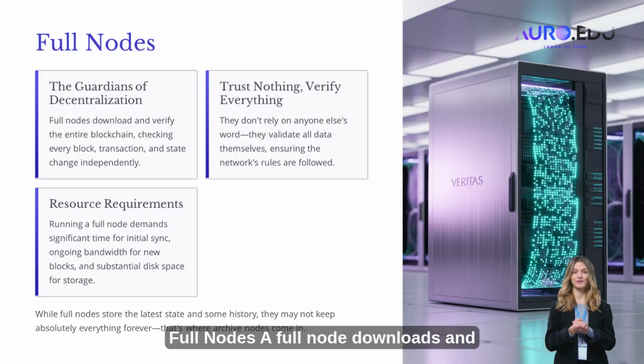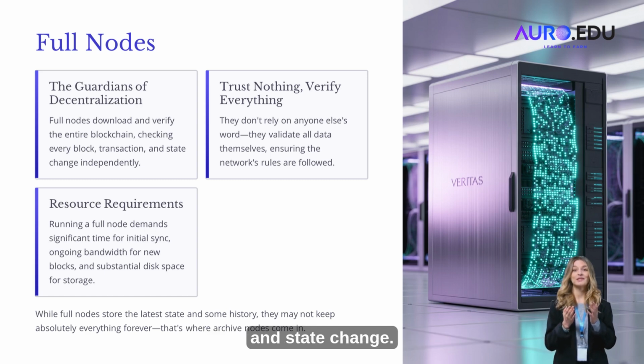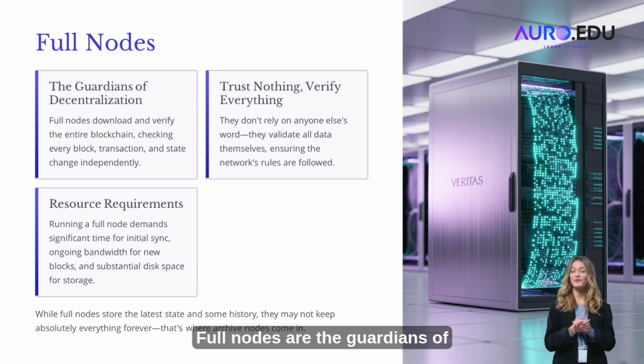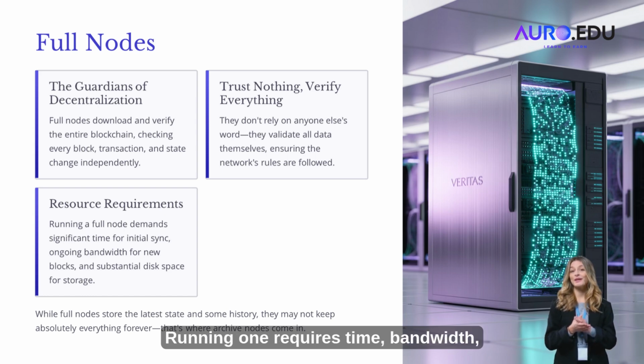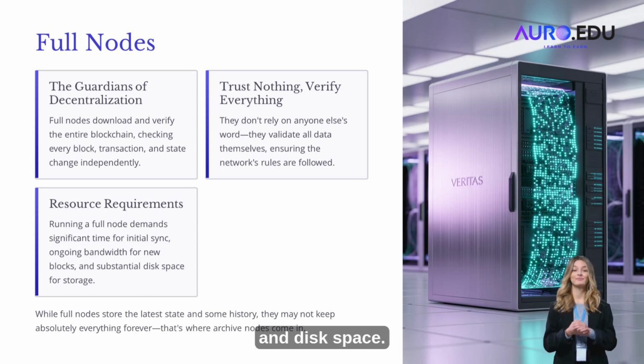Full nodes. A full node downloads and verifies the entire blockchain. It checks every block, transaction, and state change. Full nodes are the guardians of decentralization. They don't rely on anyone else's word. They store the latest state and some history, but may not keep everything forever. Running one requires time, bandwidth, and disk space.